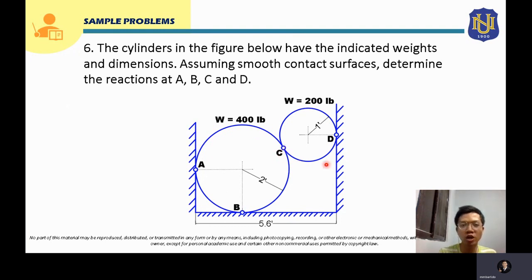Okay, so from here we're going to solve for the reactions at A. So there will be a normal reaction here. For the reaction at B, also there will be a normal reaction, and at C. So also there will be a normal reaction here at the point of contact of the larger and smaller cylinder. And we also have here a normal force at point D, no? Okay, so let's start solving this.